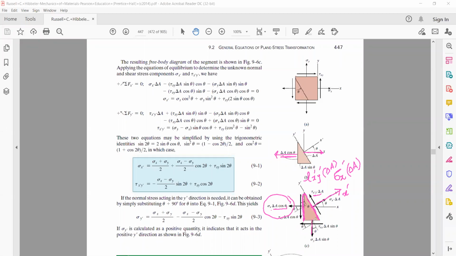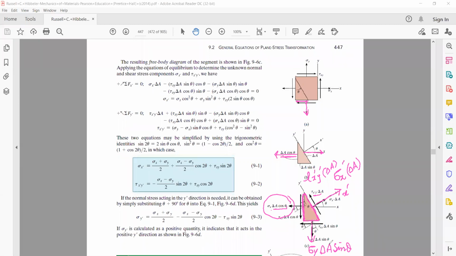Similarly, on this face you have normal stress acting, sigma y. On the bottom face, you have normal stress acting in the downward direction as sigma y. How much will be the force? That is sigma y delta A sine theta, stress multiplied by the corresponding area. Are you getting me or not?